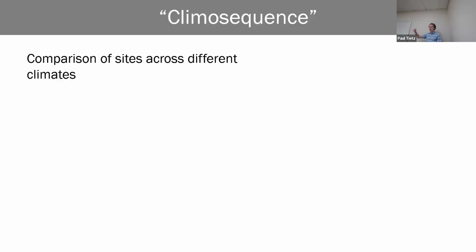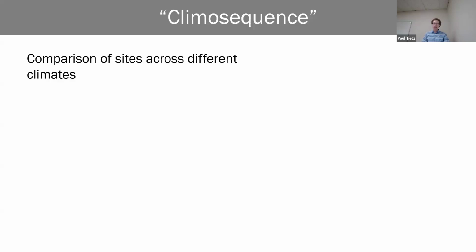For each one of the soil forming factors that we talk about, I'll give you the fancy word for a comparison of profiles under different conditions in those soil forming factors. So this one is a climo sequence.